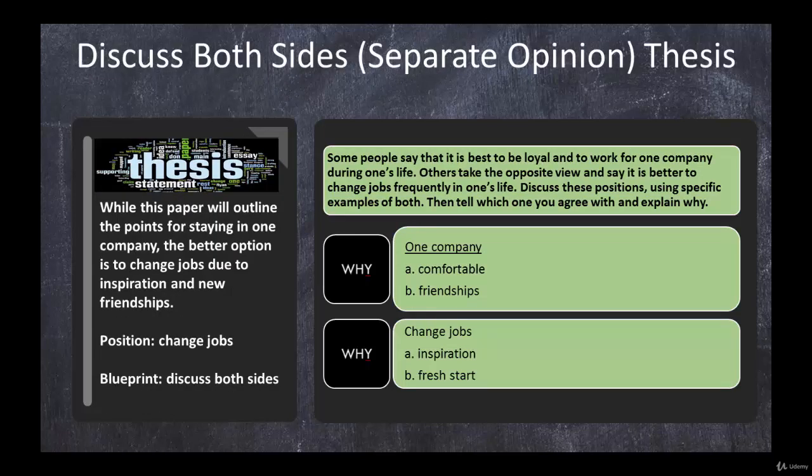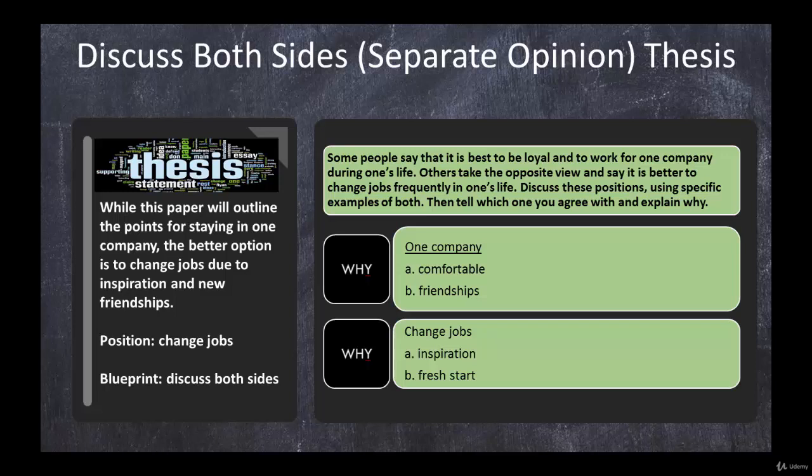Here we have a discuss both sides question, where we're going to separate the opinion. This is the one talking about how some people say that it's best to be loyal and to work for one company during one's life. Others take the opposite view and say it is better to change jobs frequently in one's life. Discuss these positions, and then also make sure you tell which one you agree with. While this paper will outline the points for staying in one company, the better option is to change jobs due to inspiration and new friendships.